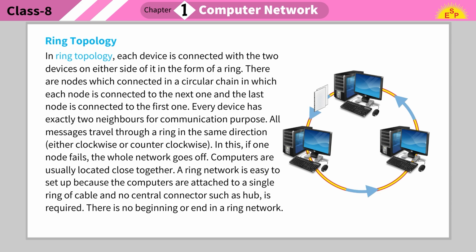Computers are usually located close together. A ring network is easy to set up because the computers are attached to a single ring of cable and no central connector such as hub is required. There is no beginning or end in a ring network.